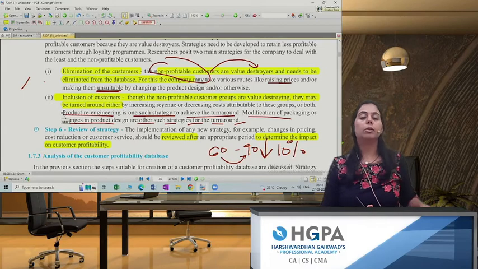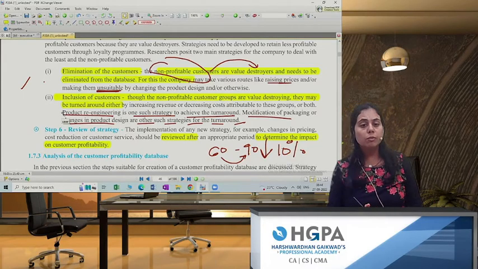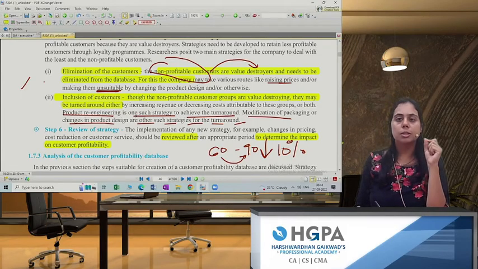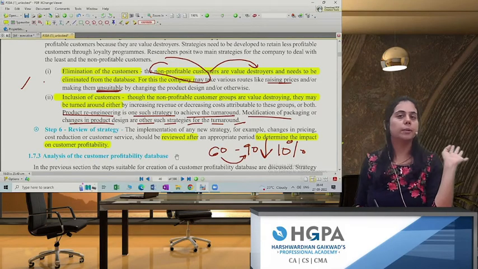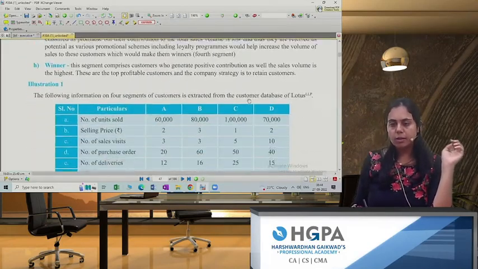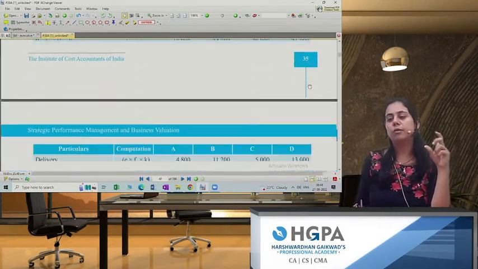And the sixth point will be the review within the strategy, that whatever we wanted to achieve, are we able to achieve the customer profitability or not. Now tomorrow for this we will consider one example, we will understand the example and then we will move on to the next step.